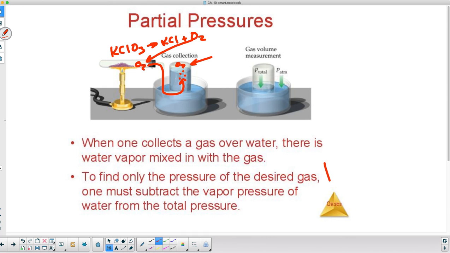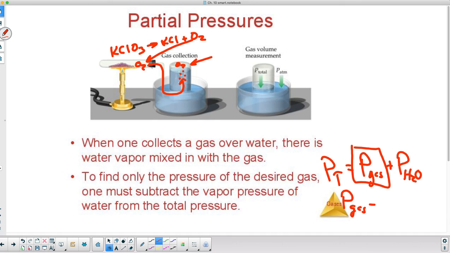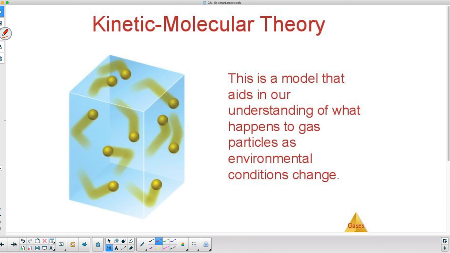That looks like this, where P total equals the pressure of whatever gas we're looking for plus the pressure of water vapor. If we're looking for this gas, it would be very easy just to flip that around and go P gas equals P total minus P water. And that's what our working equation typically is. So we're going to subtract the water vapor from the total. And that's it. Good. Kinetic molecular theory is 10.7.